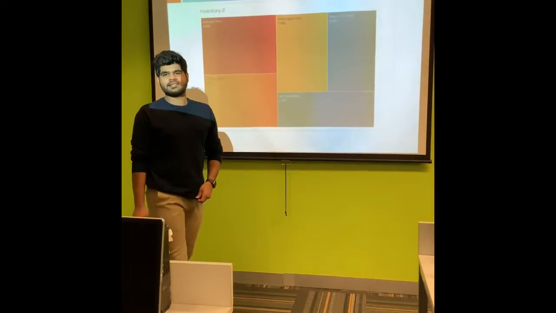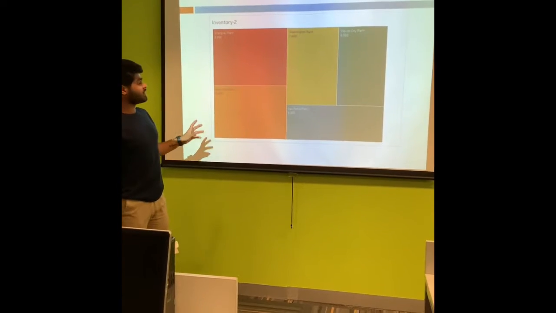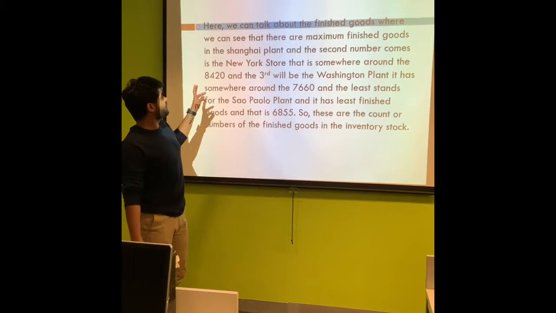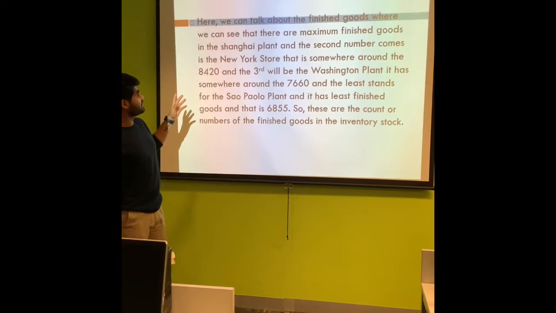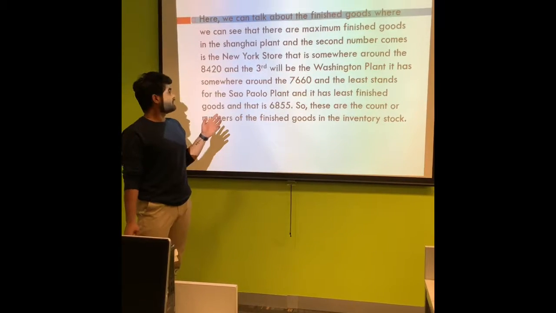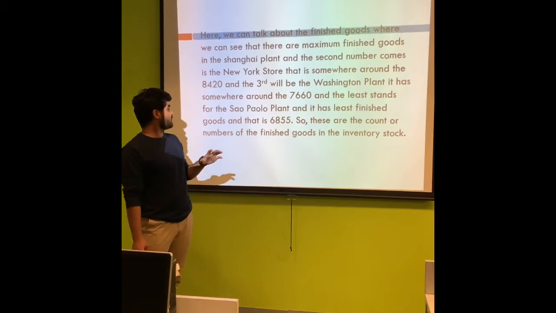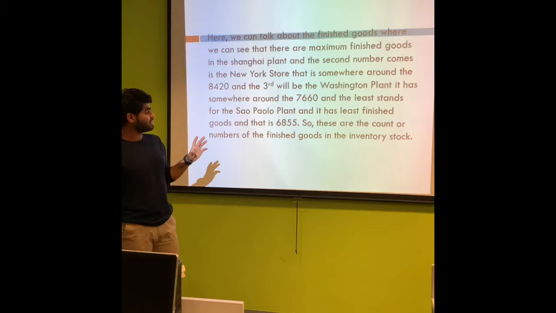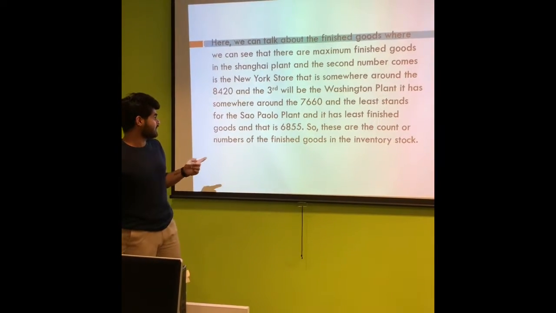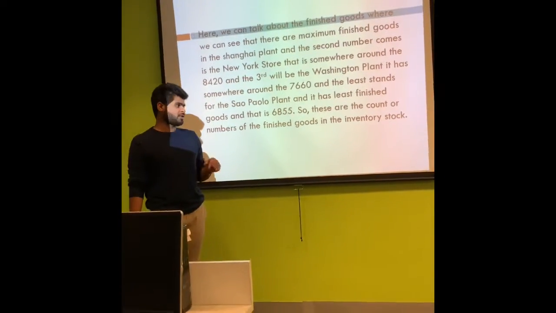Hi guys, my name is Ramchandra Dineth. Today I am going to talk about the inventory cycle using the Tableau platform. Here from the last diagram we can talk about the finished goods, where we can see that there are maximum finished goods in the Shanghai plant, and the second is the New York store, at somewhere around 8420, and the third is the Washington store, which has about 7660, and the least is the Sao Paulo plant, which has the least finished goods, at 6855. So these are the counts of the finished goods in the inventory stock.